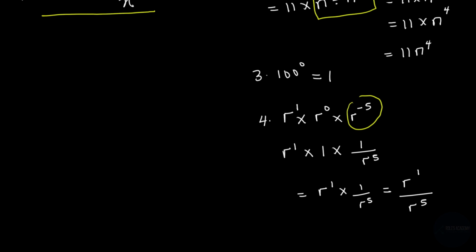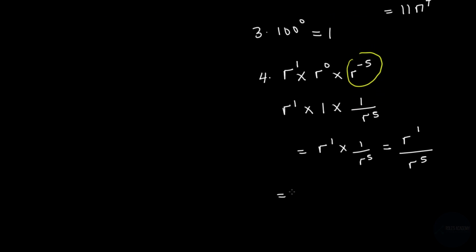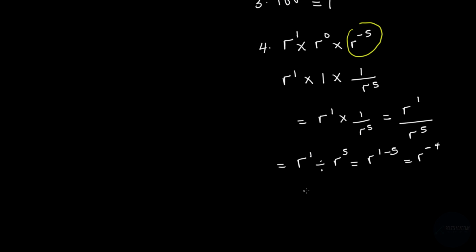So this is also the same as the second law. We can simply write this down as r to the power of 1 divided by r to the power of 5, which, as we see from the second law, is r to the power of 1 minus 5, which is equal to r raised to the power of minus 4. We know that 1 minus 5 equals minus 4. To simplify this further, using the fourth law, we can say this is equal to 1 over r raised to the power of 4. And there we have our answer.